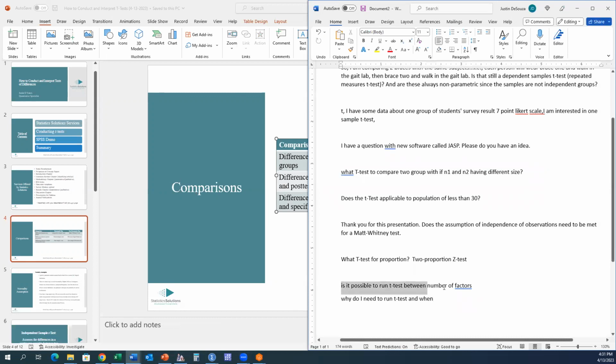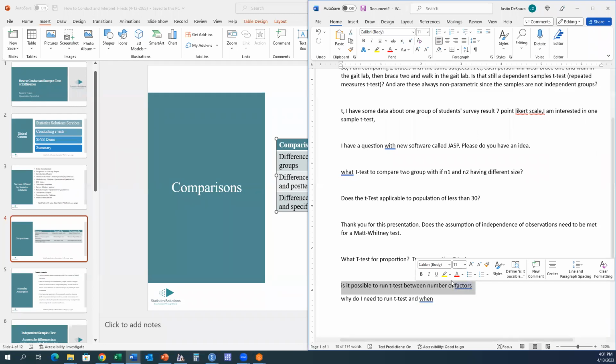And then, is it possible to run a t-test between a number of factors? The deciding point for that is if the factors only have two groups. If you only have two groups to compare, then you can do t-tests. But if you have three or more groups, then you probably need to run ANOVAs, an analysis of variance.